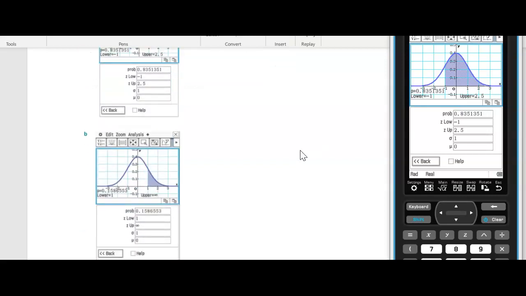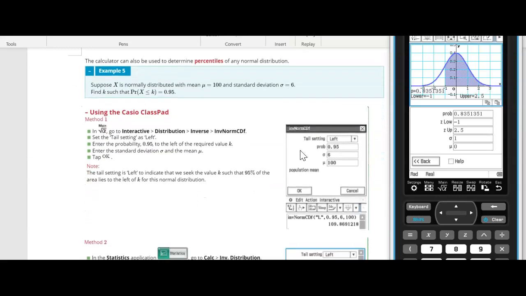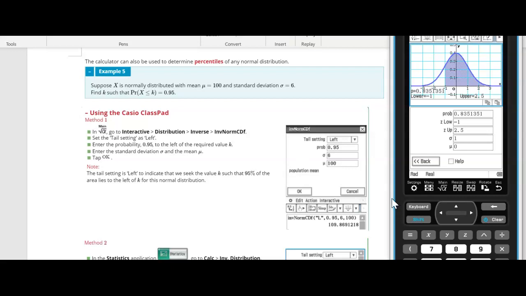And there's example 2. The second one, I'm not going to go through that. What you can also find, so we were given values, lower and upper limit, so our 2 standard deviations, and finding the probability.